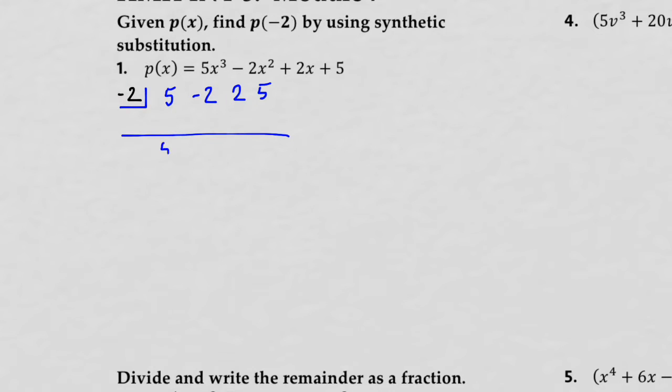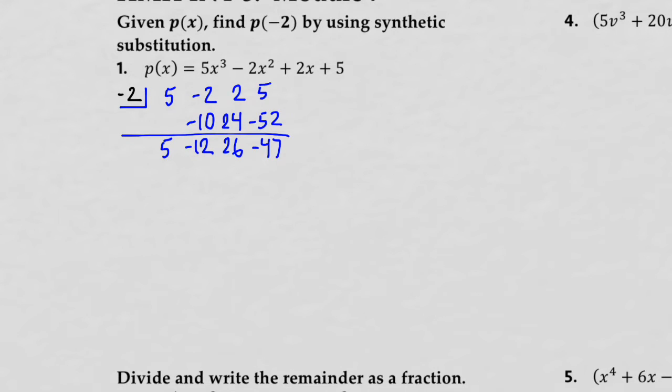So let's bring down the 5 and multiply. That's negative 10. I think you guys are very familiar with this process, so I can go a little quicker than usual. Negative 2 and negative 10 make negative 12. Negative 2 times negative 12 is 24. 2 and 24 makes 26. Negative 2 times 26 is negative 52. And negative 52 plus 5 is going to be negative 47. Okay? And that's my answer.